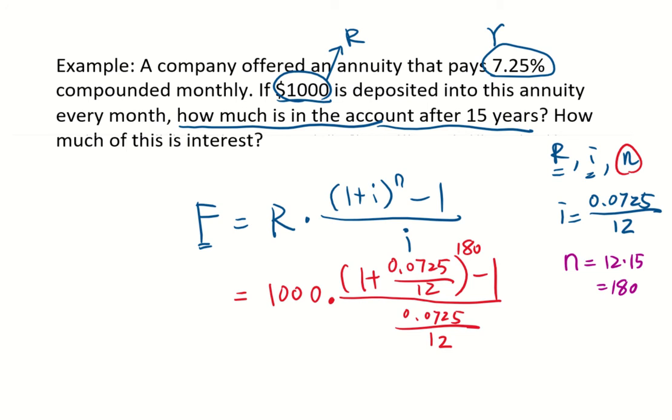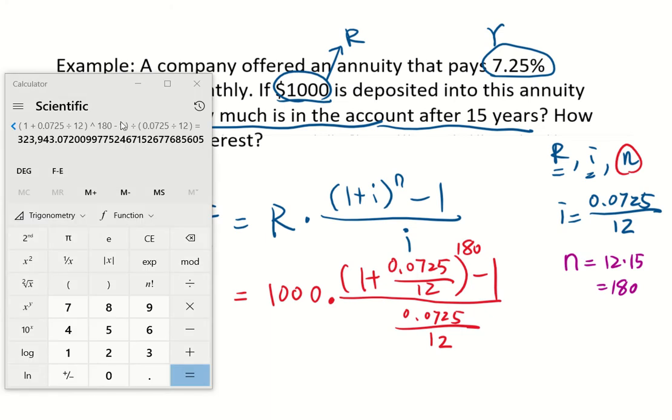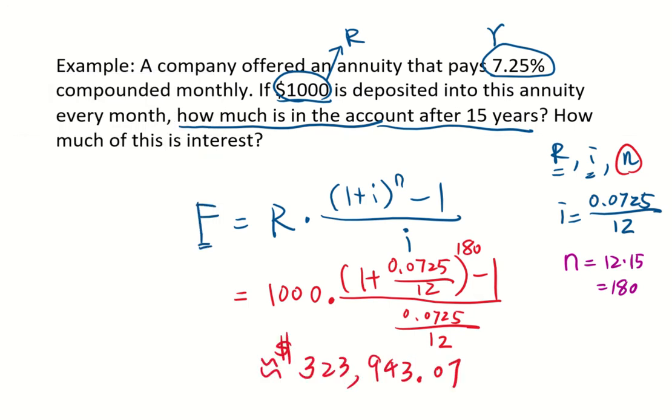Then I will do the calculation by using a calculator. Okay, so this number is what I got. To round it to the nearest cent, it will be $323,943.07. This answers the first question. After 15 years, we'll have this much money in the account.